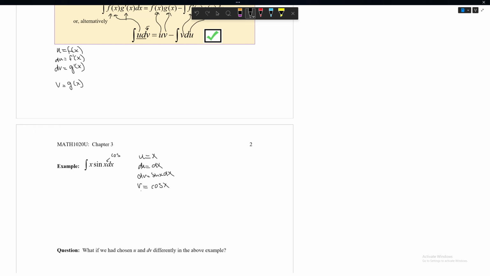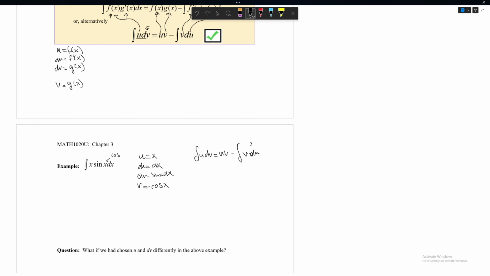I'm trying to remember if it's negative cos x. I think it's negative cos x. The integral of sine is negative cos x. Okay, so now you sub into this equation, and my equation says the integral of u dv equals my uv minus the integral of my v du.